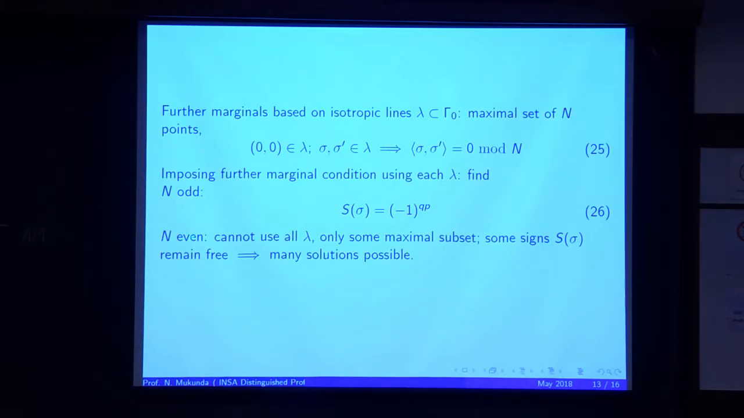You have to choose some maximal set of isotropic lines and impose conditions only along them. Increasing that set of lines, conditions, leads to algebraic inconsistencies. So you choose some maximal subset, write down those marginal conditions, then it turns out some more of the signs are determined, but some remain free, a fairly large number.